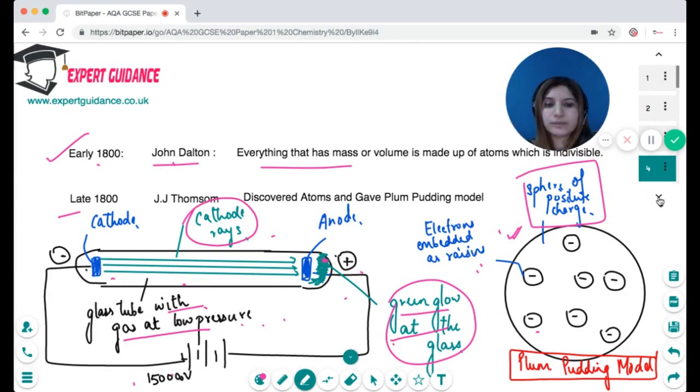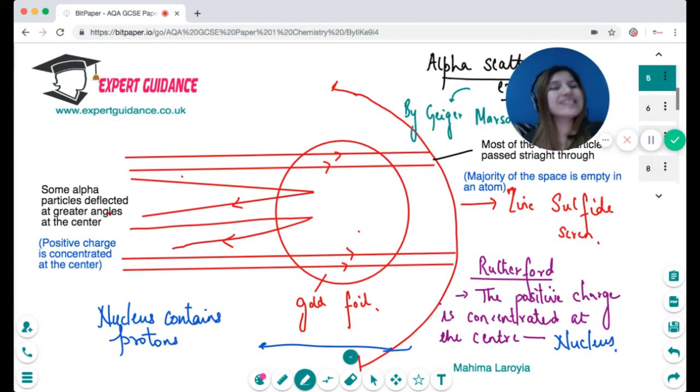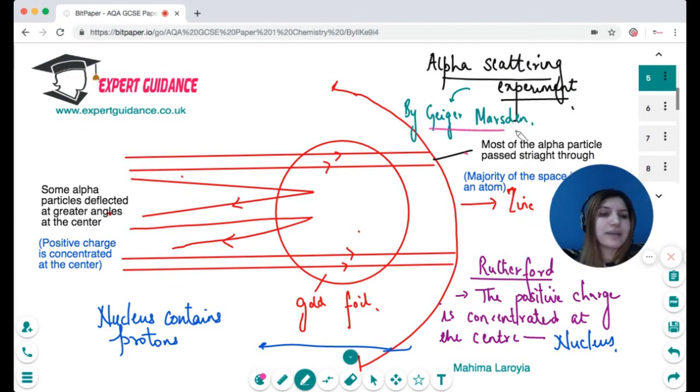Now, at that time, there were other scientists, Geiger and Marsden, who were doing the alpha scattering experiment. What they did was, they took a gold foil, and on this gold foil, they bombarded alpha particles. Now, what they predicted was that if the plum pudding model is correct, then the majority of the alpha particles should pass undeflected through this gold foil and should hit the zinc sulfide screen.